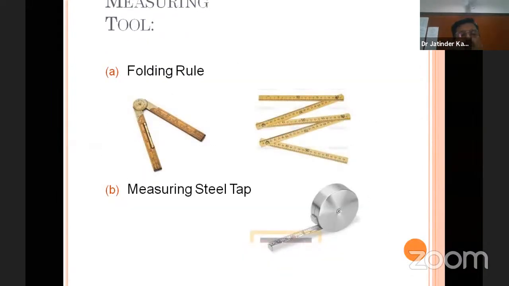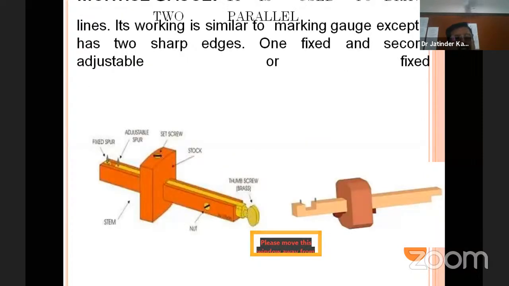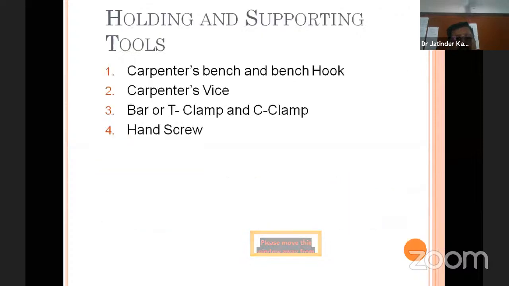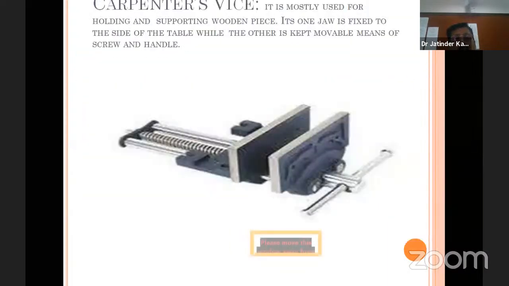Plywood, marking tools in the carpentry shop, right? So marking steel tape is there, folding rule is there, marking gauge or scriber is there. You might have seen this somewhere. Again, holding or supporting tools, carpenter bench, you must have knowledge about these things. The carpenter vice is different from the vice used in the fitting shop or some other place, because the carpenter vice is used to hold wood, while there the vice is used to hold metallic pieces, right?